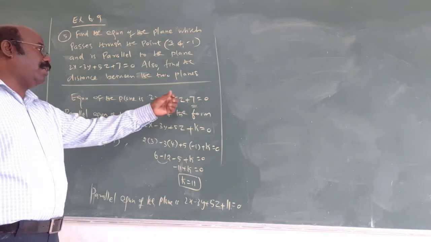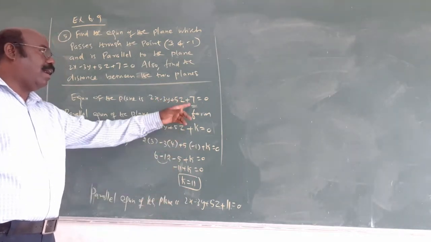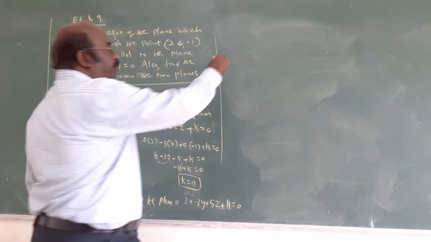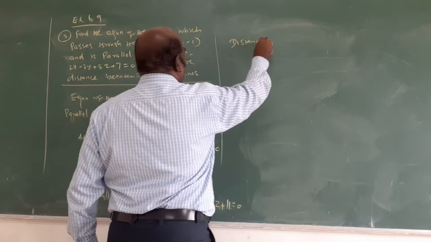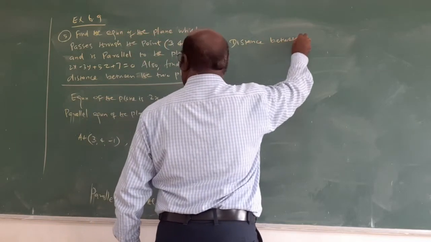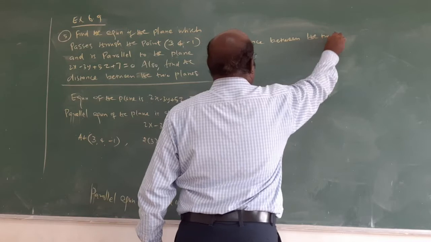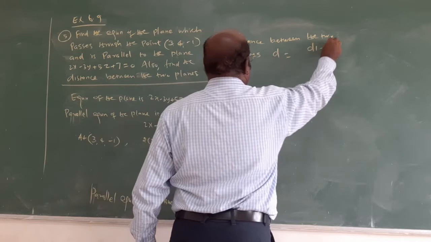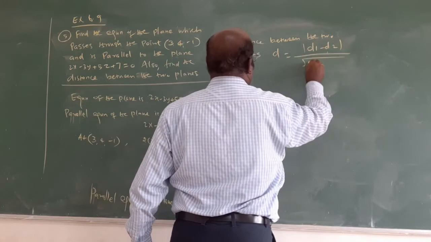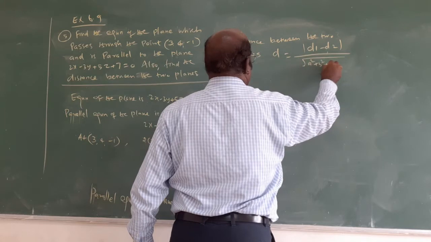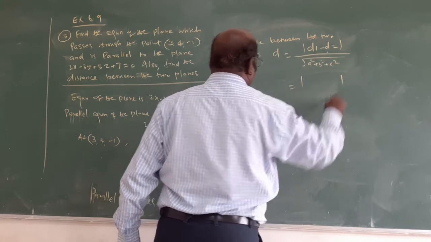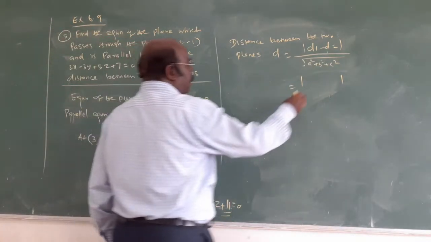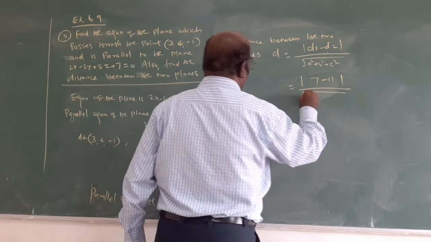Anyway, the x term, y term, z term are common; only the constant can change. But what is the distance between the two planes? What is the formula now? D equal to modulus of d1 minus d2 divided by root of a square plus b square plus c square. This is the formula. d1, d2 mean the constant terms. The first one is 7, next is 11.